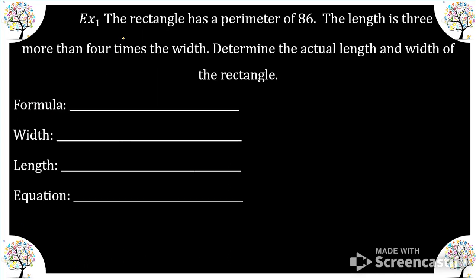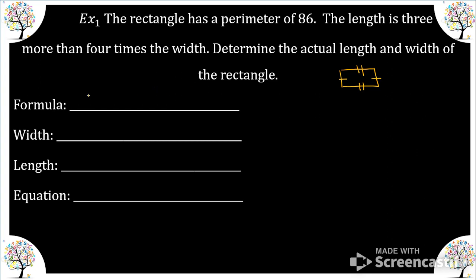Okay, the rectangle has a perimeter of 86. So we're talking about a rectangle, the perimeter. Sometimes if you want to draw a shape, if it's given to you, that might be helpful. Perimeter is adding all sides. So we have 2 lengths and 2 widths. The length is 3 more than 4 times the width. Determine the actual length and width of the rectangle.